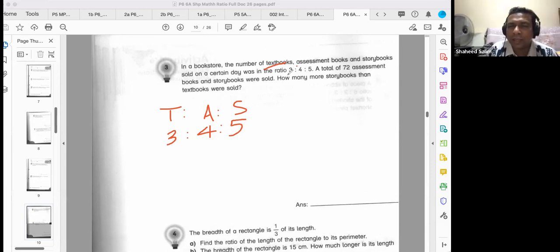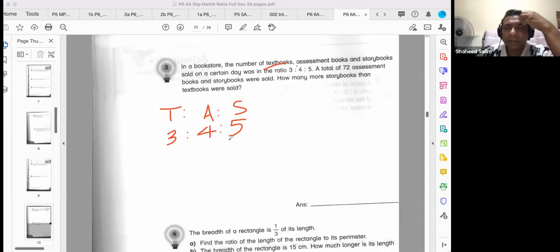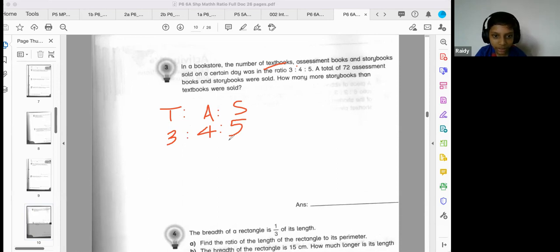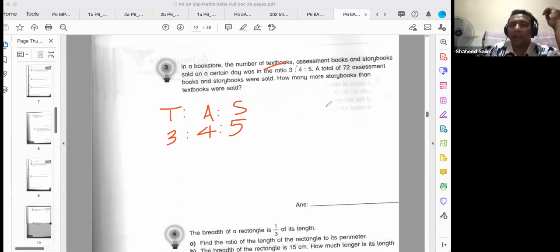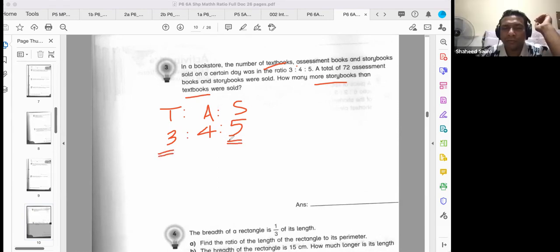So now they say the units are 3 for textbook, 4 for assessment. Now, how many more storybooks than textbooks? Storybooks, there's 5. Textbooks, there's 3. 5 minus 3 is 2 units. All right? So we want to find what the 2 units is worth.